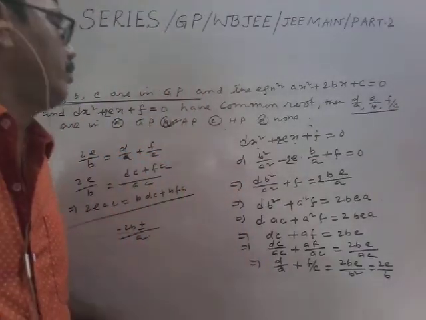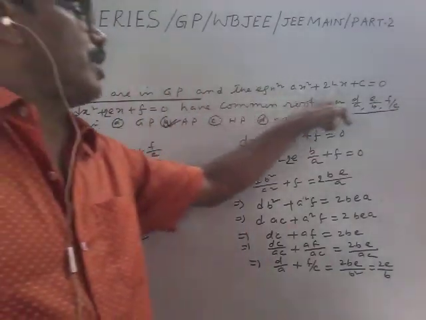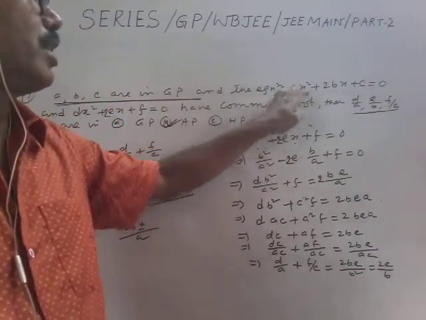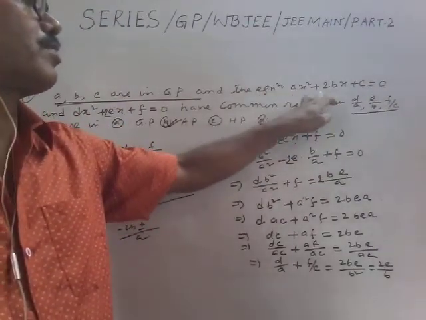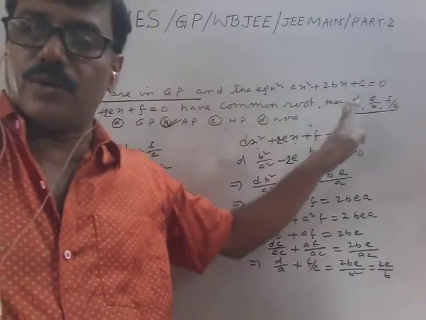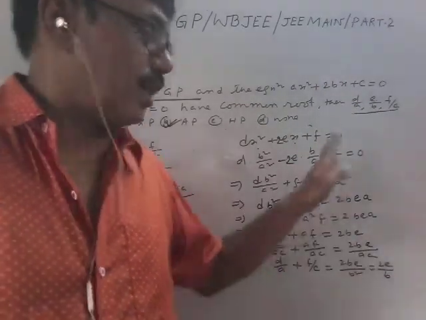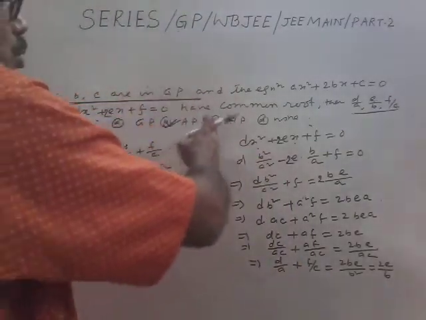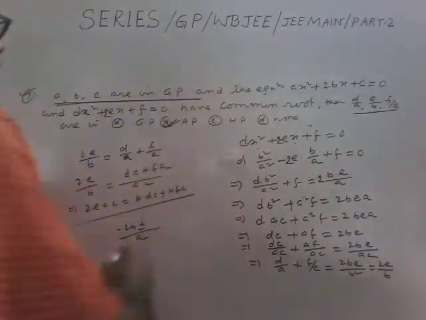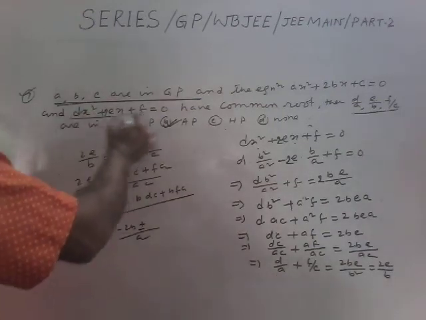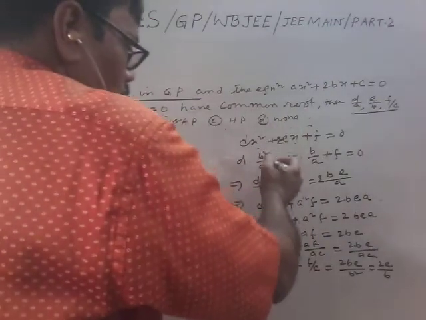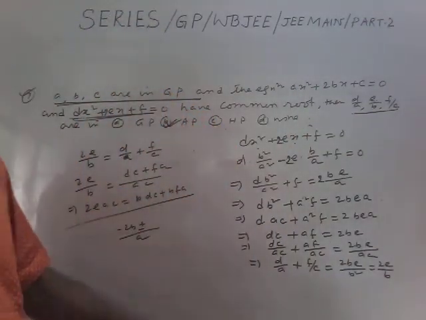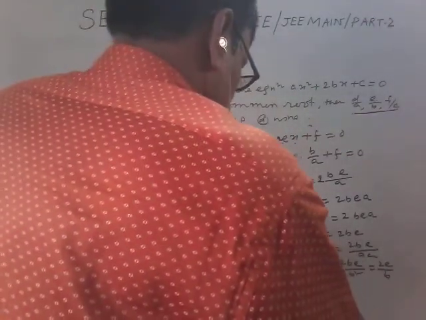Now listen again. ax square plus 2bx plus c equals 0. So what is x? x is minus b plus or minus the square root of the discriminant. The discriminant is 0, so x equals minus b by a. So it has only one repeated root, that is minus b by a. So this is also a root of the second equation. Put x equals minus b by a, then we are getting this relation.